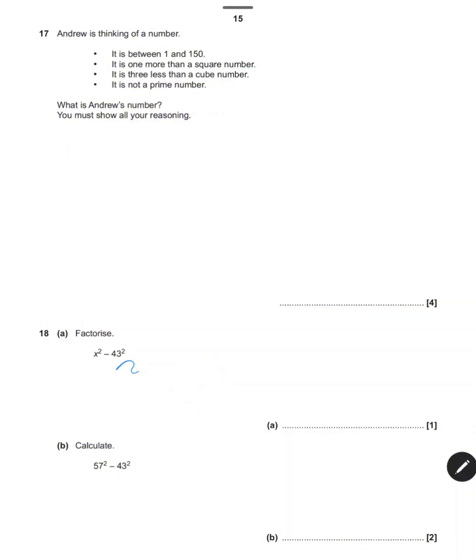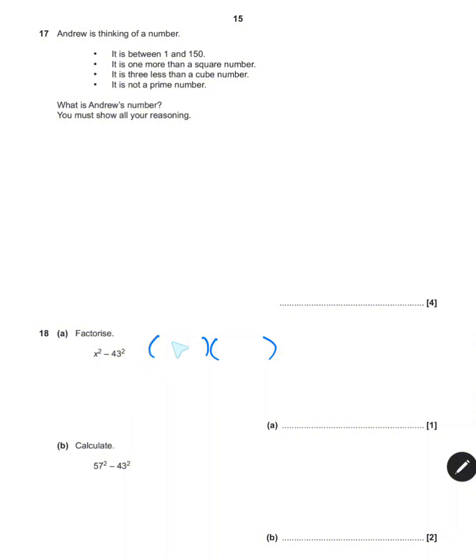Question 18 is a bit of a strange one. We've got 2 terms and we're asked to factorise. And what we've got is something squared, and a subtraction between them. This is called the difference of 2 squares. If you factorise the difference of 2 squares, it goes into double brackets.